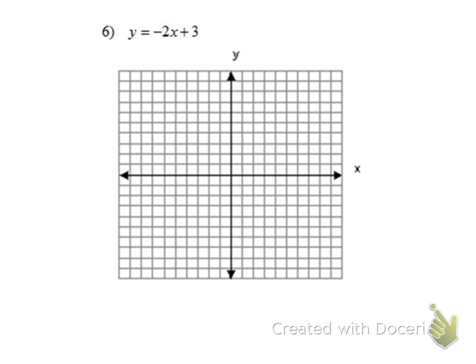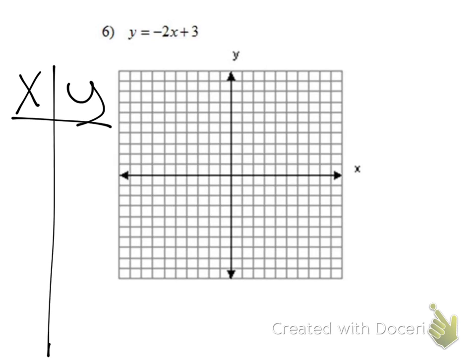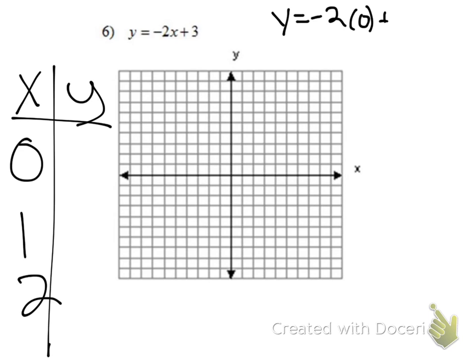X and Y chart? Sure. M and B would be fine too. I'm going to go with whatever I hear. X and Y chart. 0, 1, 2. So I'm going to do Y equals -2 times 0 plus 3. What's -2 times 0? What's 0 plus 3? Great.